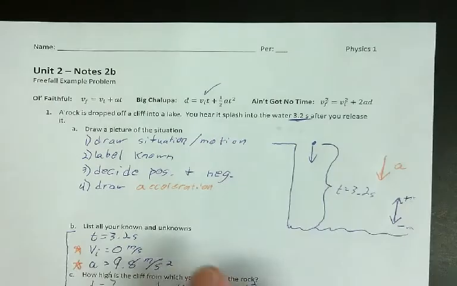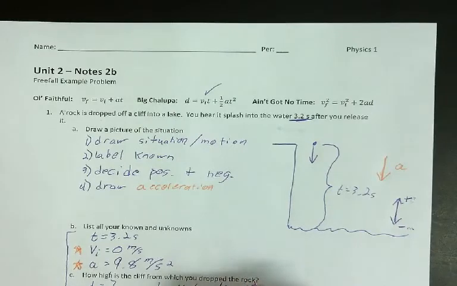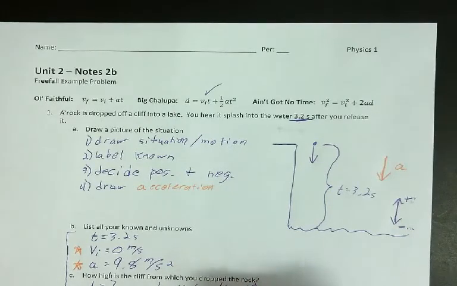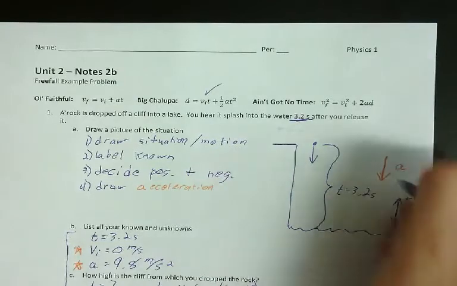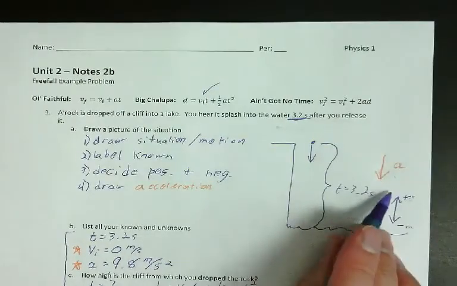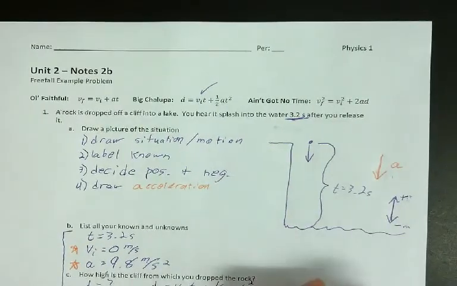So D is, I don't know. I don't know the value, so I'm just going to write D. VI is 0, so it's just 0. Time doesn't have a direction, so it's just 3.2. Plus 1/2. A is down. That's why I drew it in the picture. That means down is negative, so it's a negative 9.8.